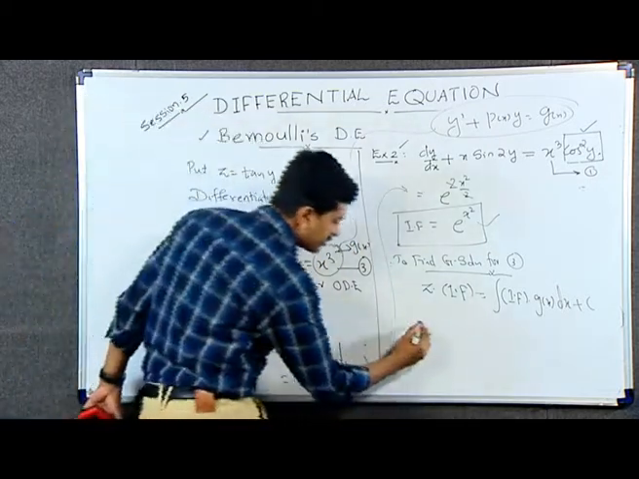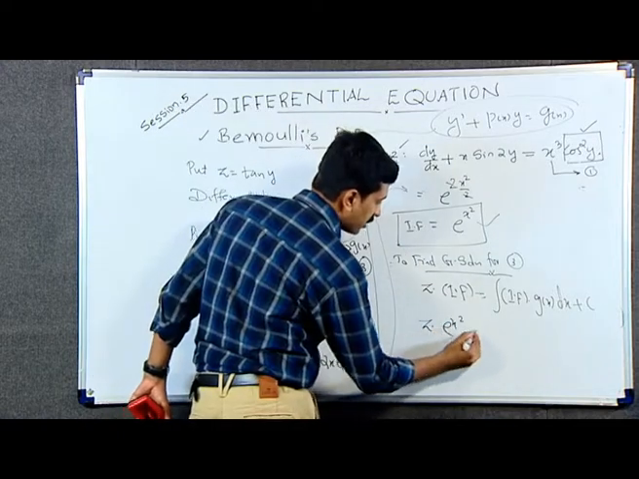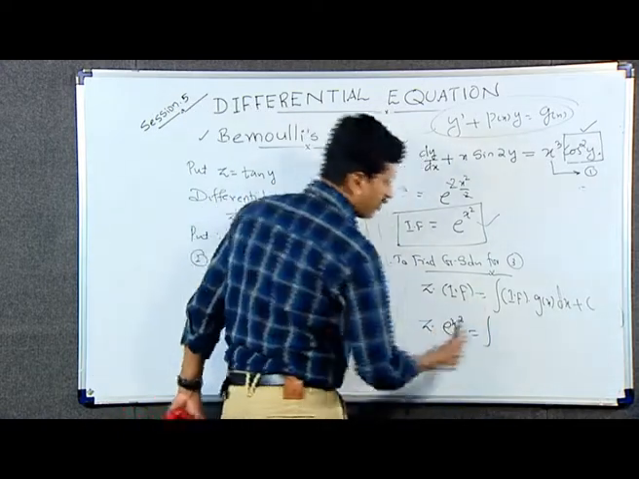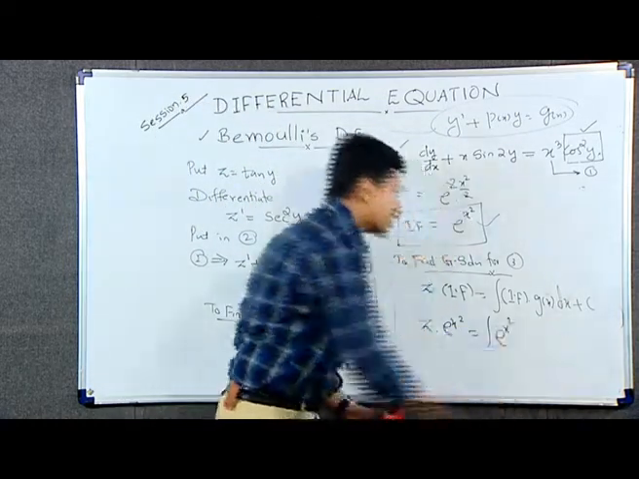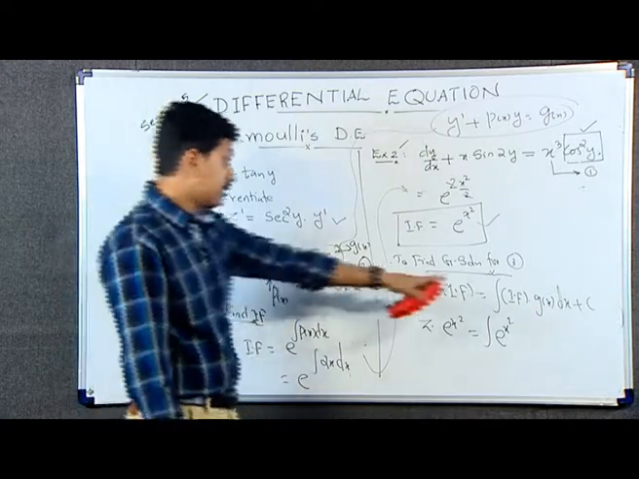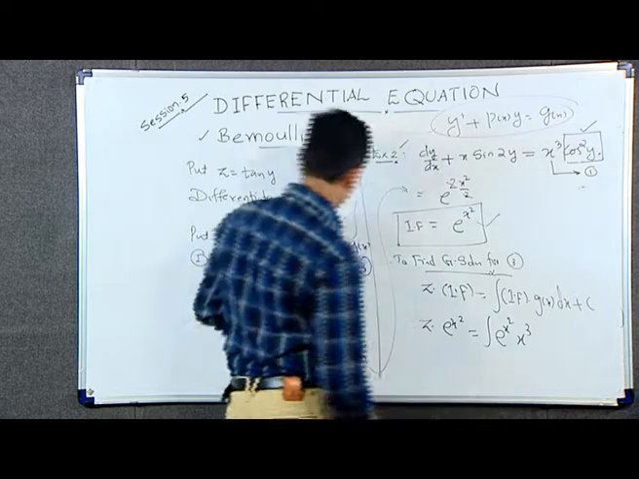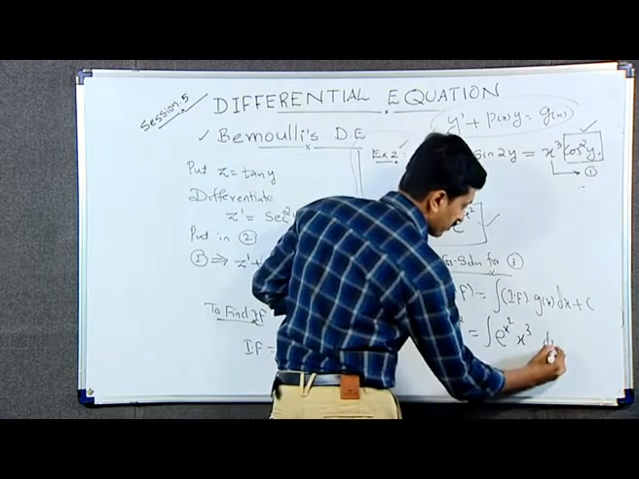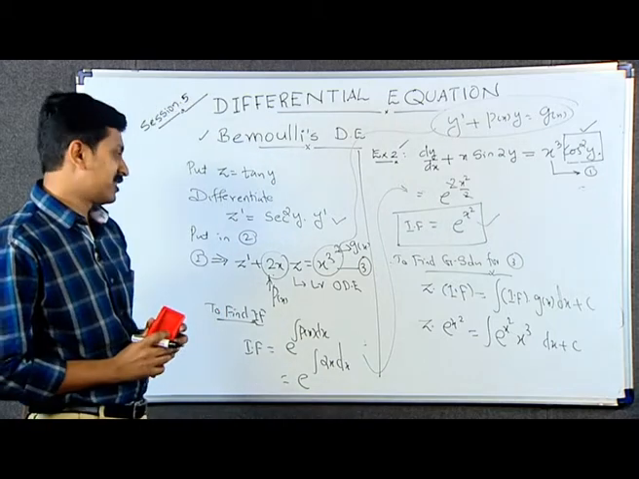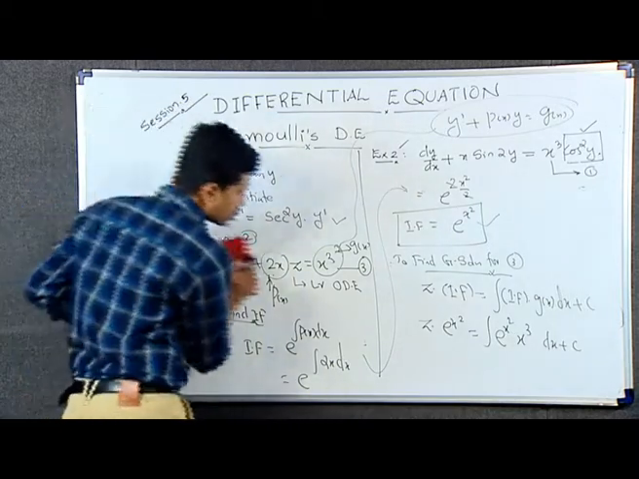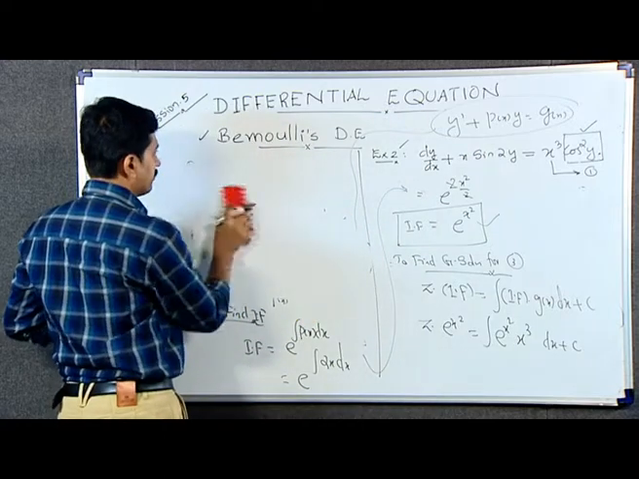So, we have z into integrating factor, e raised to x square, is equal to integral of integrating factor, again we are putting e raised to x square here. What about g of x? g of x is x cube, dx plus c. While solving this one, we will get the general solution for 3.